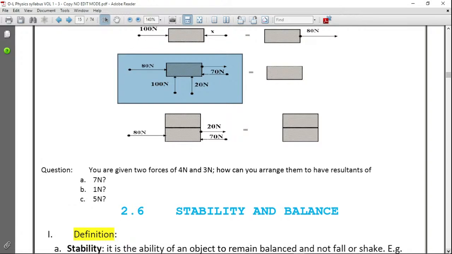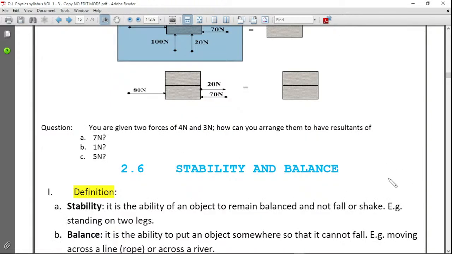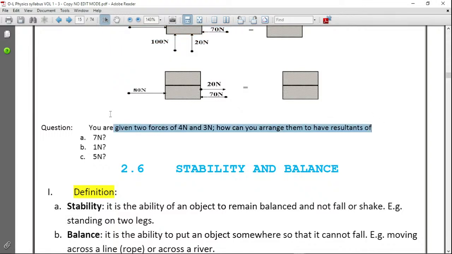This is a good example of that last case which I'm talking about. So what does this one show? It shows that two forces of 4 newtons and 3 newtons should be arranged such that the resultant is as required. How can you arrange these forces so that the resultant is 7 newtons? For 7 newtons, the two should act in the same direction. If the resultant has to be 1 newton, then they have to act in opposite directions, right?